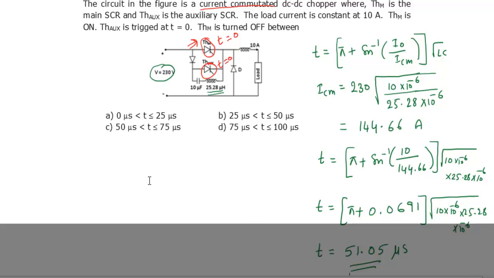That means this main thyristor will be turned off between 50 micro and 75 microseconds. That means it is turning off between 50 and 75 microseconds. So that's the meaning of this. Okay, then move on to the next question.